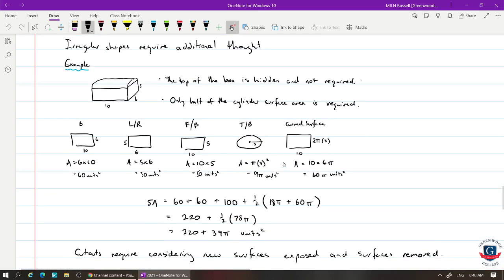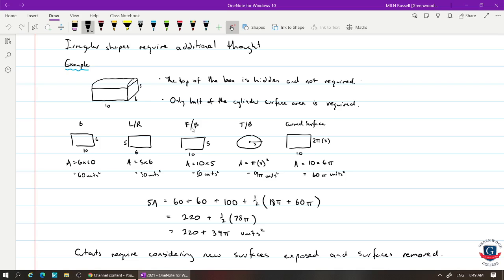Here's an irregular shape. So we've got a half cylinder on the top, and we've got a rectangular prism on the bottom. Now, when I'm doing problems like this, I might make some dot points to say what I need to do. So the top of the box is hidden, so we can't count that, and we only need half of the cylinder. So here's the bottom of the box, 6 times 10. The left and right, 5 times 6.